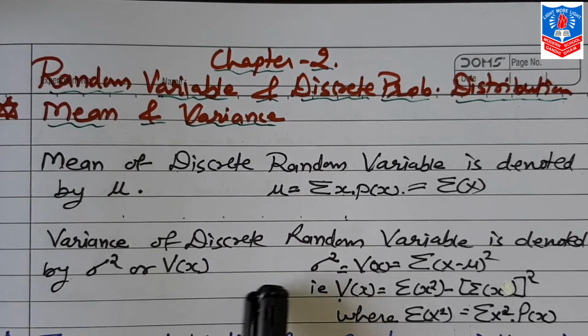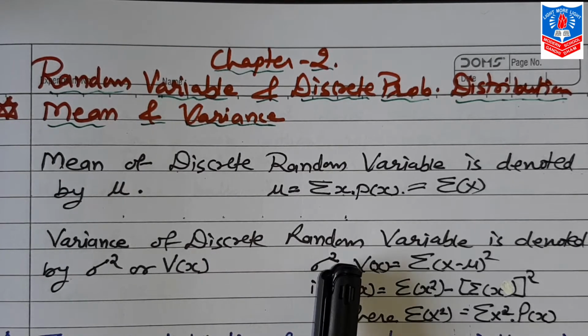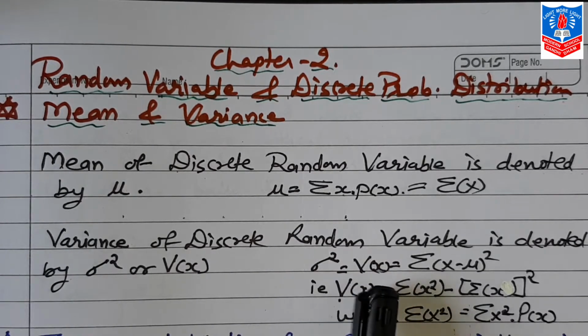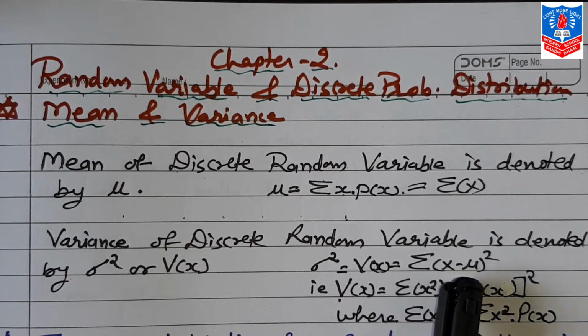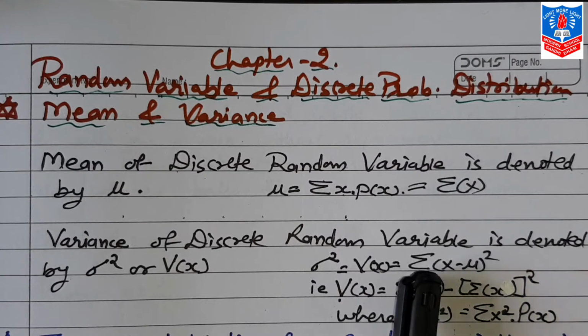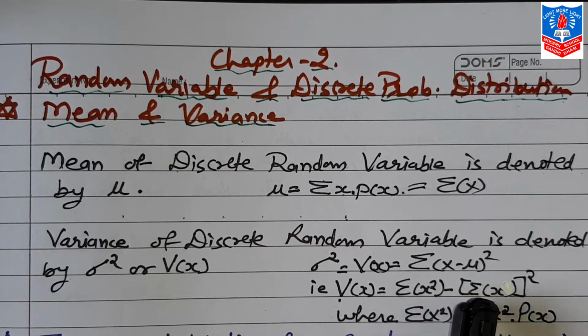Now the formula for that is rho square or variance of x is equal to sigma x minus mu whole square, or in the formula we write it this way: variance of x is equal to sigma x square minus sigma x whole square. Now what is this sigma x square? That is sigma x square into px.